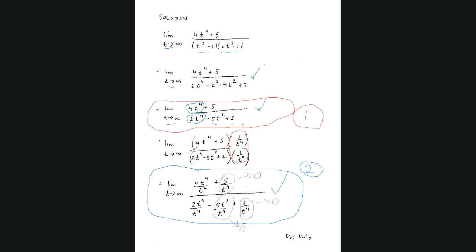So the goal in multiplying the numerator and denominator by 1 over t to the fourth is so we could rewrite the rational function in this form here, and that makes it easy to compute the limit. All right, are there any questions on that?